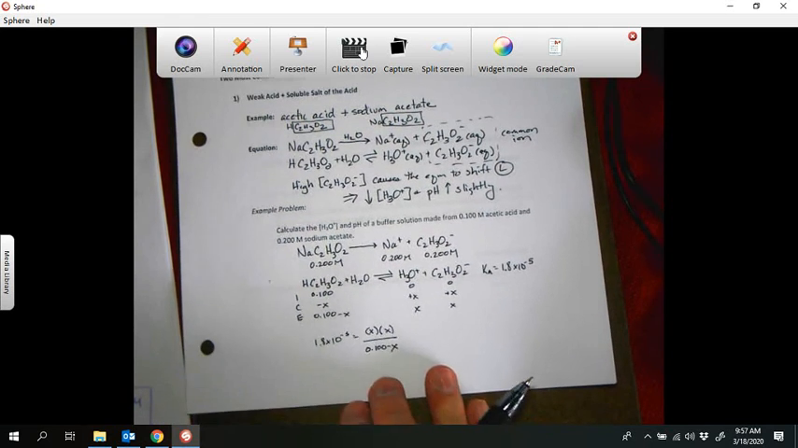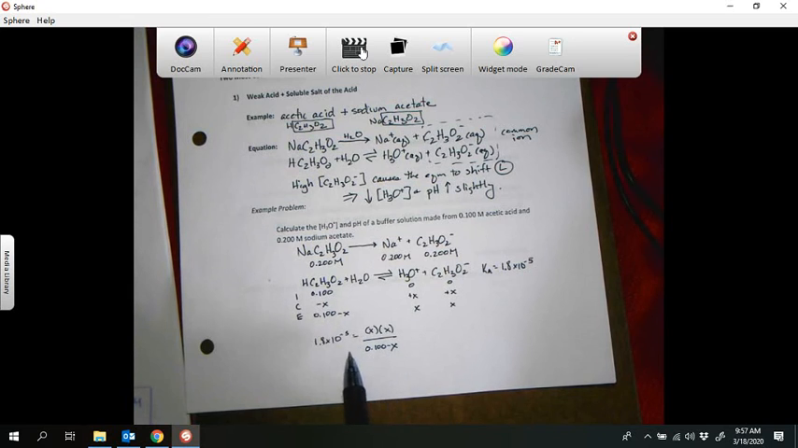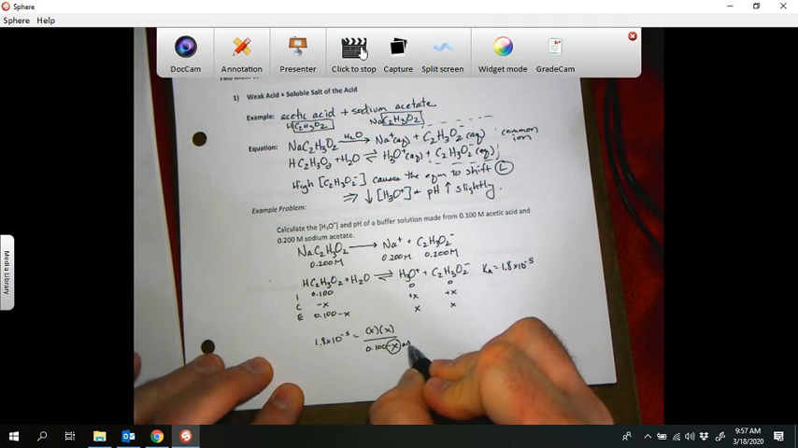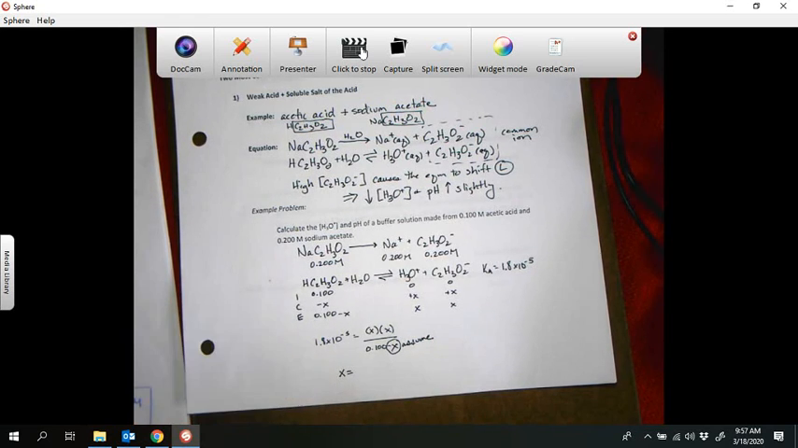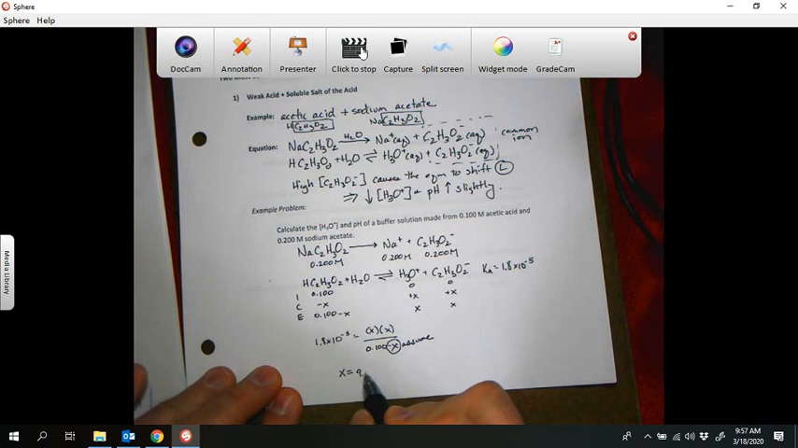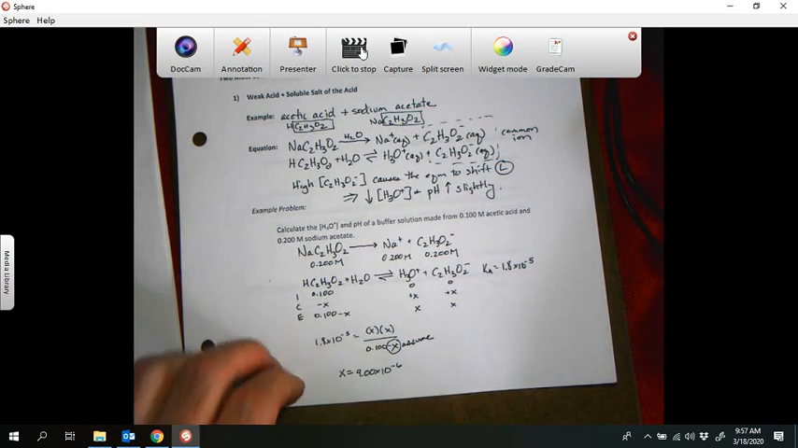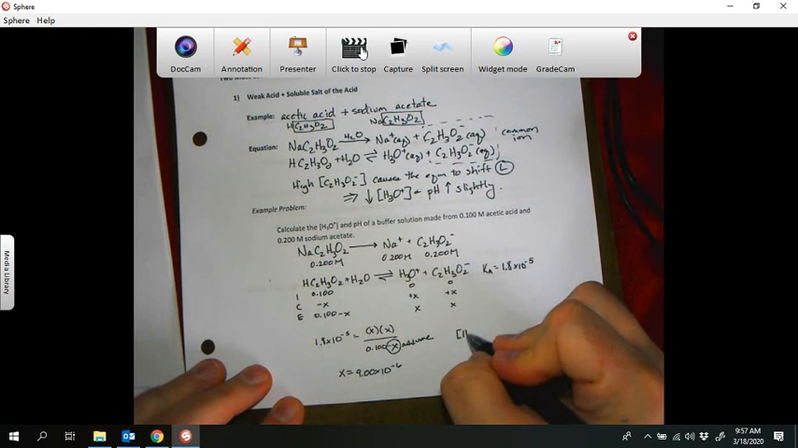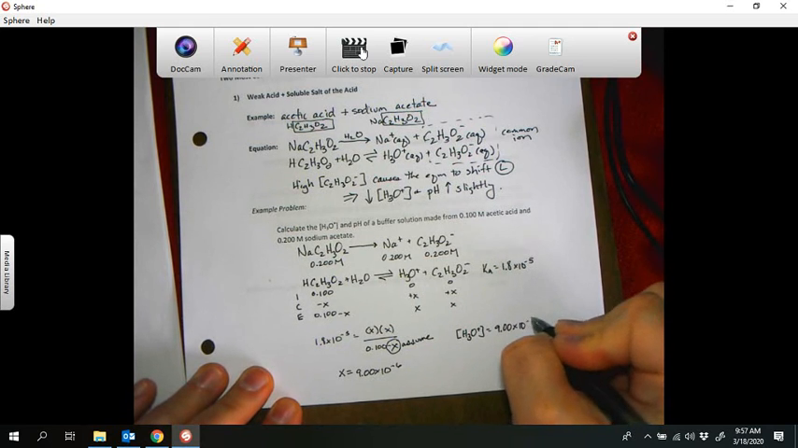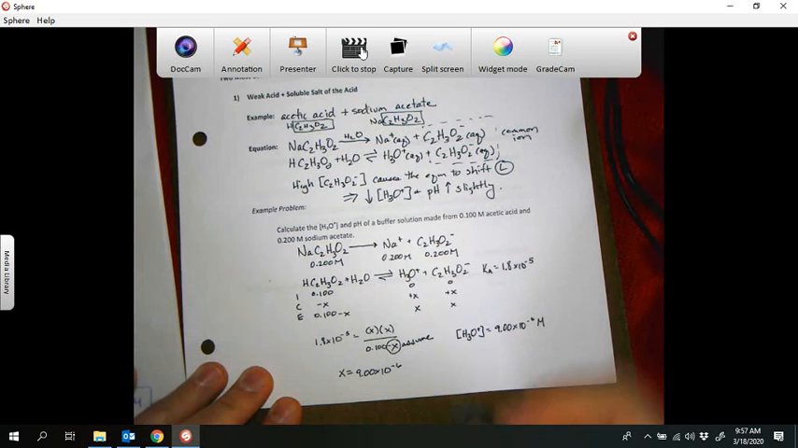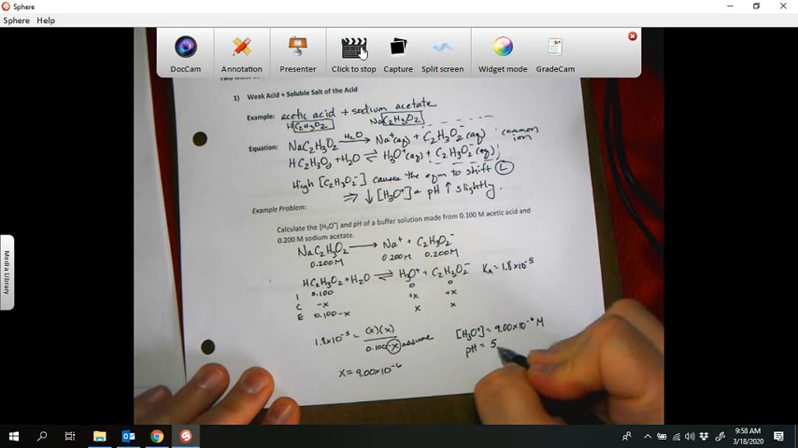Now that we have this equation, we can make our assumption. The Ka is times 10 to the negative fifth and the concentration is times 10 to the negative 1, so we can assume that this X is not going to affect the value, which makes our life a lot easier. I'm not going to go through the calculation, you can do that. You should get 9.00 times 10 to the negative 6 for our X value, which means that the concentration of H3O+ is 9.00 times 10 to the negative 6 molar. If we take the negative log of that, we get the pH to be 5.05.